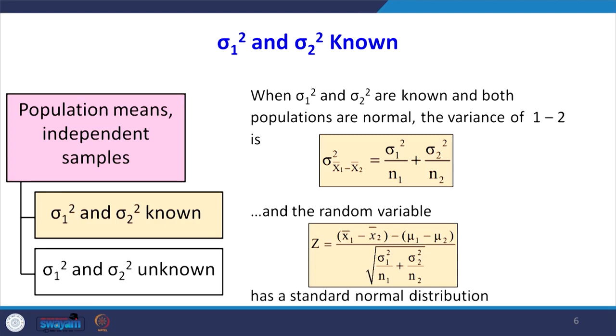So, the corresponding Z statistic is x1 bar minus x2 bar minus (mu 1 minus mu 2) divided by the square root of sigma 1 square by n1 plus sigma 2 square by n2, which has a standard normal distribution. If it is one sample, what was our formula? Z equals x bar minus mu divided by sigma by root n. The denominator sigma by root n is called the standard error.